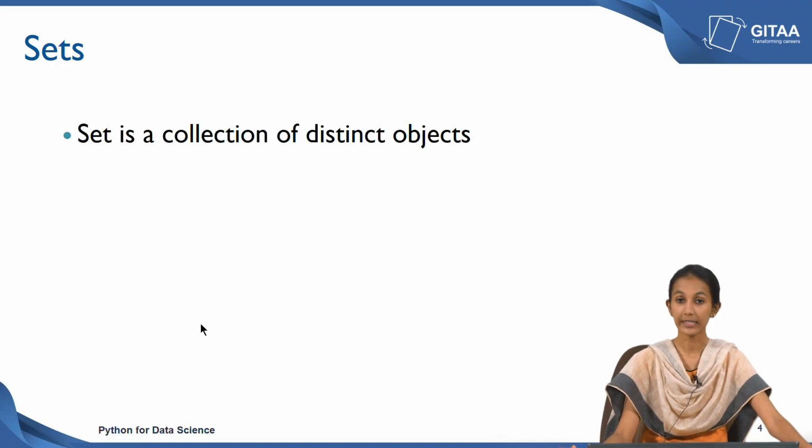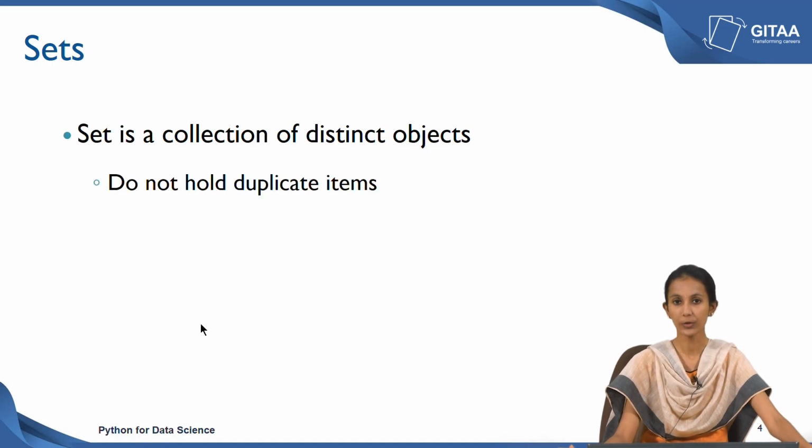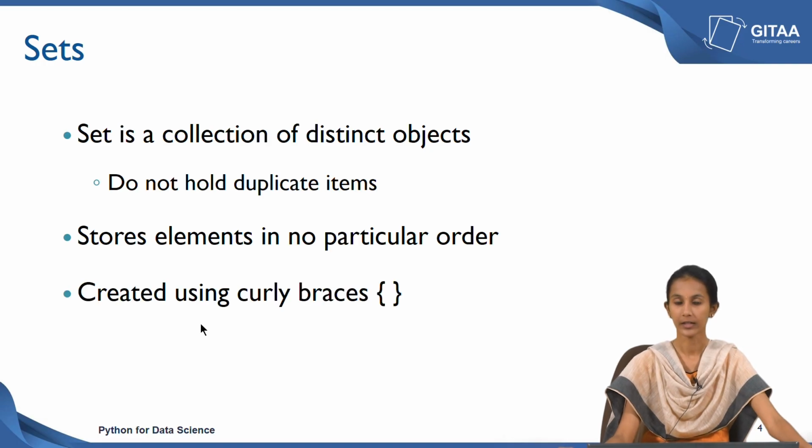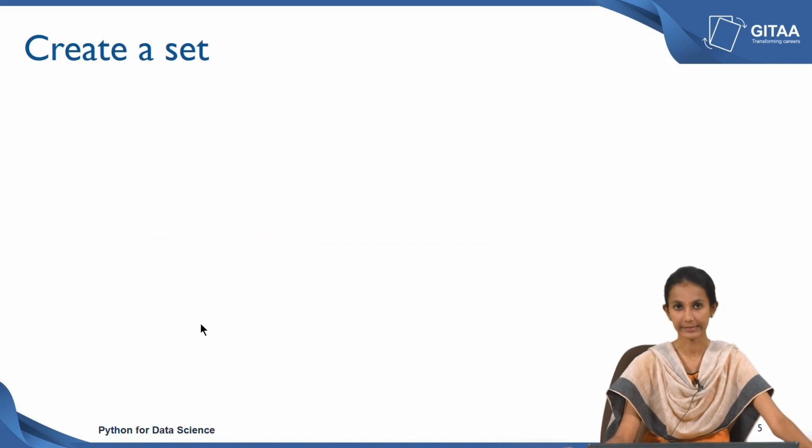First we will look at what is meant by sets. A set is basically a collection of distinct objects. It does not hold duplicate items, so every element is unique in the set. Elements are not stored in any particular order in the set. We can create a set using curly braces. We will see how to create a set.